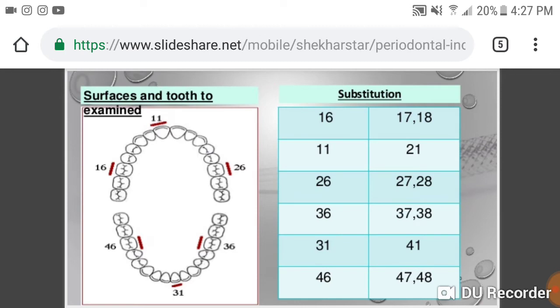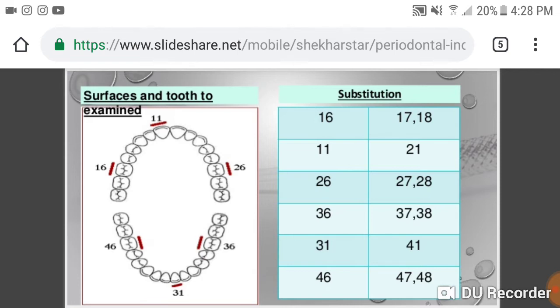This is 1 1, that's upper right 1. That's 2 6, that's 3 6, that's 3 1, that's 4 6, and that's 1 6. So the right upper, the central upper and lower right, then the 6 6 on both sides, on both arches.